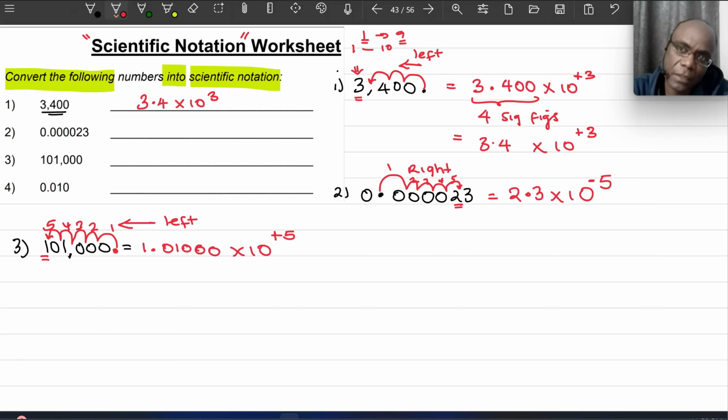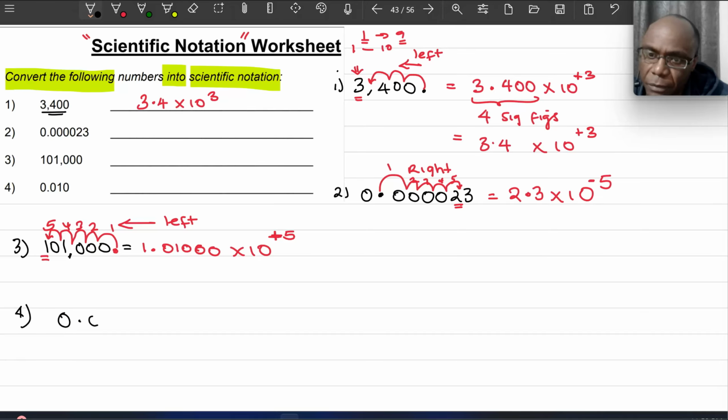When you're doing standard to scientific, going to the left, the exponent will be positive. It's the opposite for whenever you are doing scientific to standard. Going to the left, the exponent will be negative.